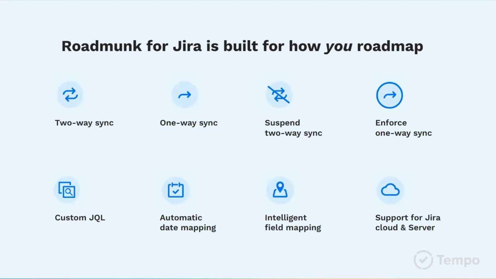We do have a custom Jira query language, so custom JQL. That's a configuration where, if you just want to pull over specific information from Jira rather than the whole project, you can use Jira query language. We have automatic date mapping. So if you do choose to map over the dates within Jira, we do have the date mapping available. Intelligent field mapping. So you've been spending all of your time filling in the specific fields within Jira and getting that data in there correctly.